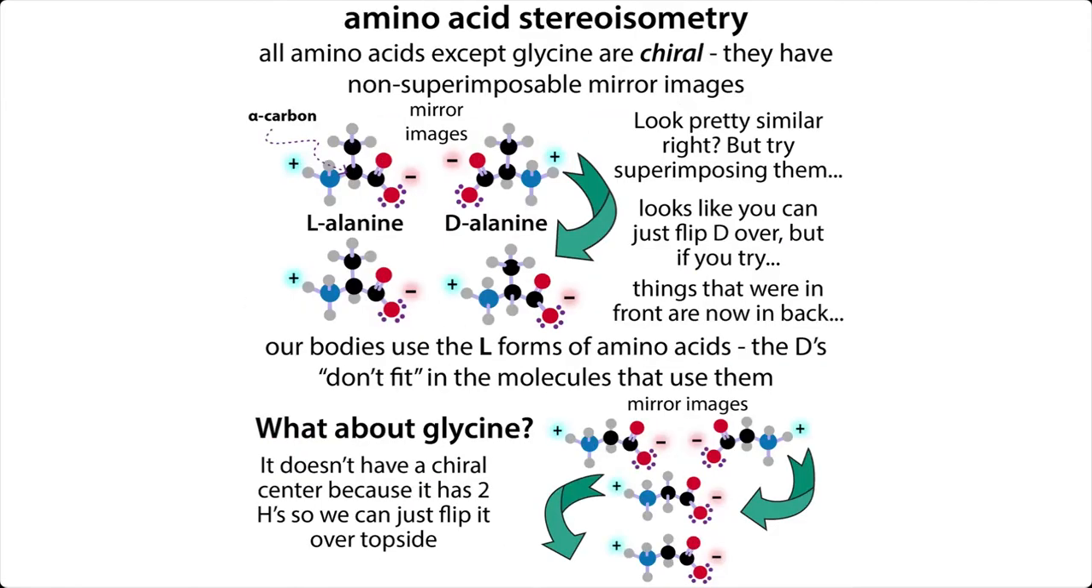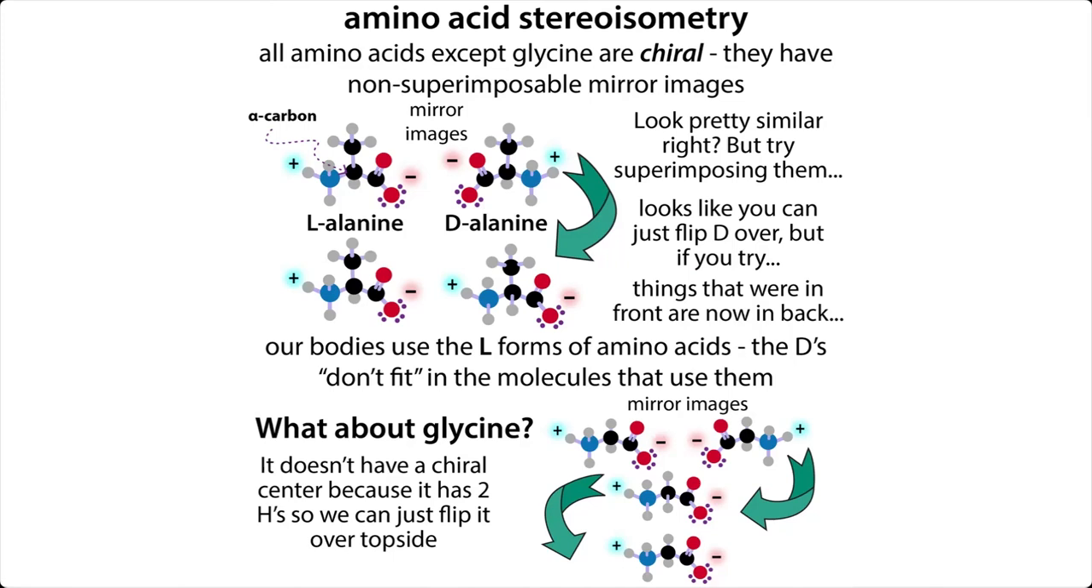Also, unlike glycine, alanine is chiral. And so it's unlike glycine in this respect, but it's similar to all the other amino acids in this respect. What I mean by chiral is basically it has right and left hand versions. And our bodies only use one of those versions. Our bodies use the L version.